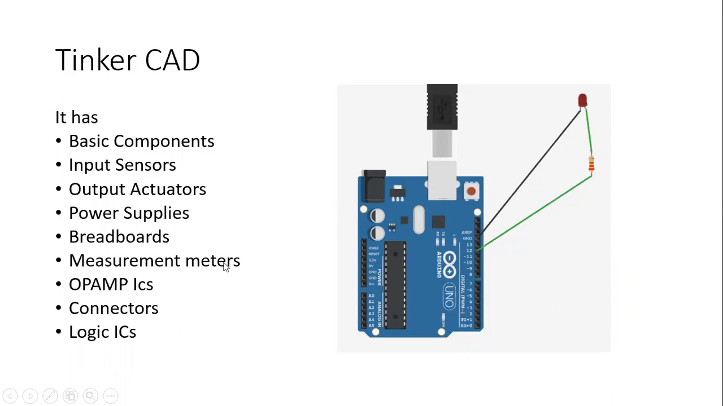You can see with the measurement meters. Different kinds of voltage, resistance, or current meters are available, and the oscilloscope is available. You can measure the frequency generation, square waves, sawtooth, or different kinds of waves available. You can see with the help of measurement meters.